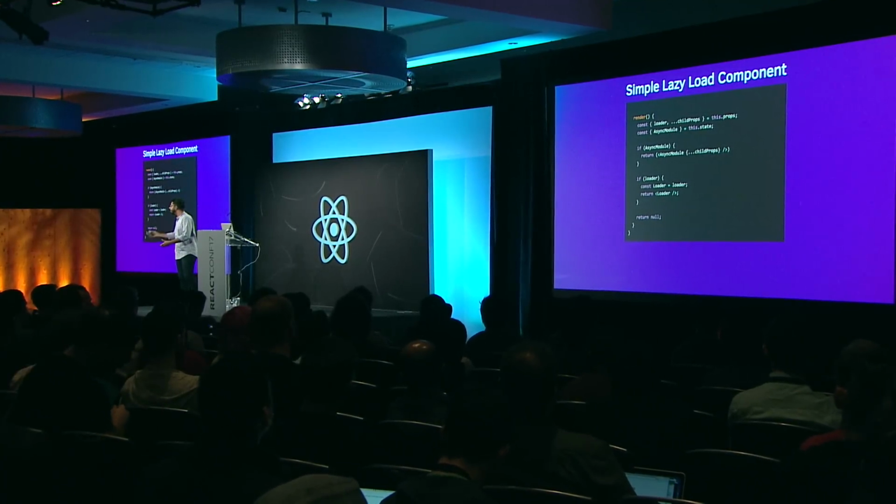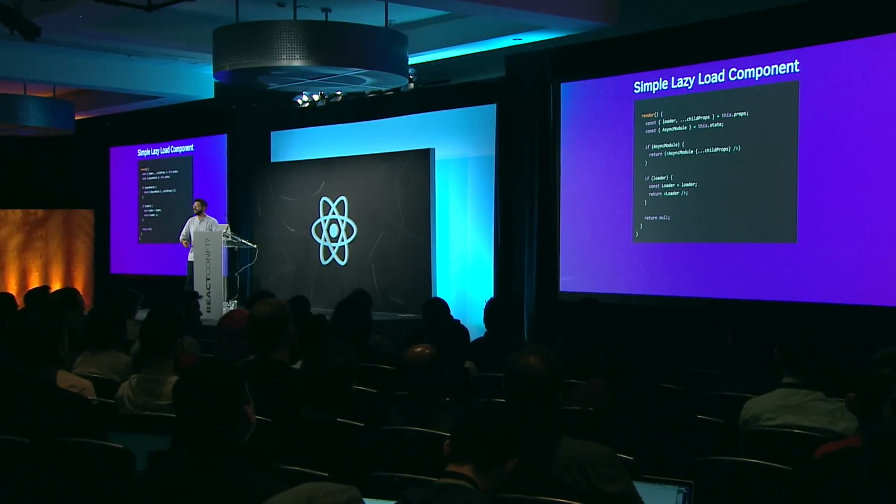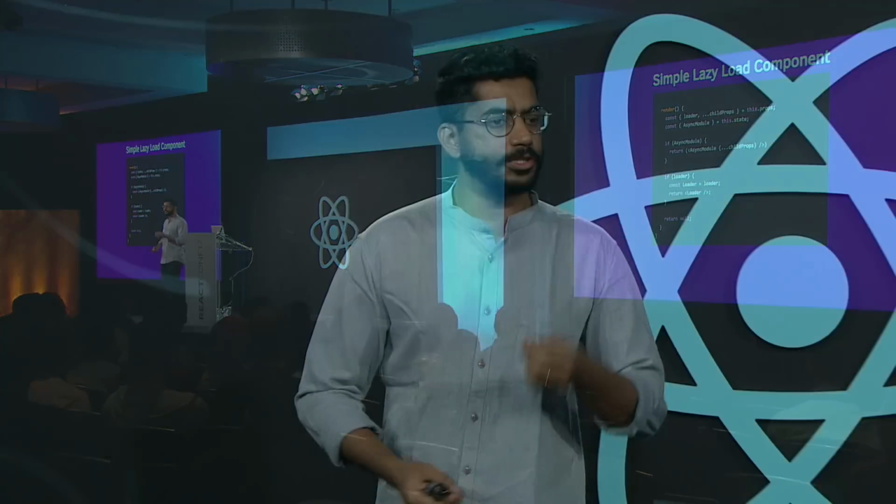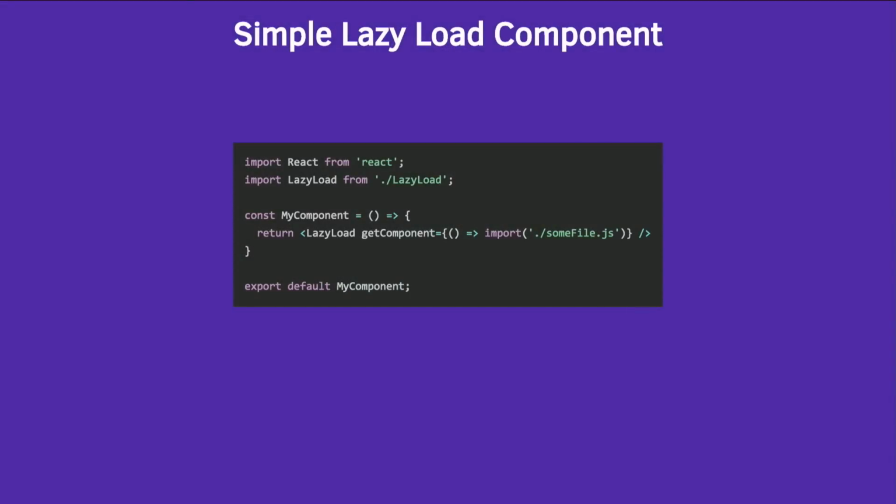So on its will mount or did mount, you'd make an API call, fetch the data. Till then, you'd show a loader. Loading components versus loading data is the same thing. In JavaScript, functions, components are first-class citizens. There's no difference. And this is how you'd use it. You'd create a simple functional component. Whenever that get component is called, your lazy loaded component is loaded.